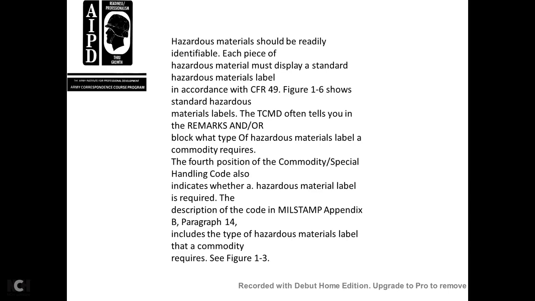The standard hazardous material label is in 49 CFR, Figures 1-6, showing the hazardous material labeled in the transportation code. The transportation cargo movement document often tells with the remarks block the hazardous material labeled with the commodity requirements. The fourth position, the commodity special handling code, indicates whether the hazardous material label is required, and the description code of the mill stamp, Appendix B, Figure 1, paragraph 14, including the type of hazard of the material labeled with the commodity, Figure 1-3.